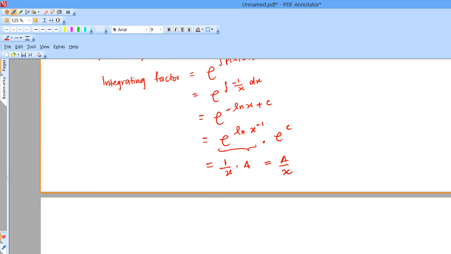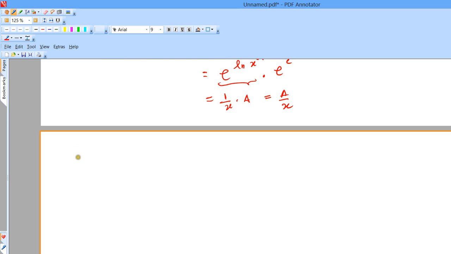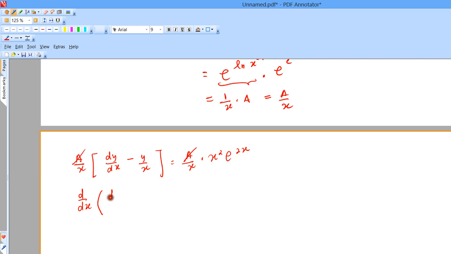Next we multiply both sides with integrating factor. We get a over x times dy over dx minus y over x equal to a over x times x squared e power of 2x. So now we can cancel out a. On left hand side, you want to write in product rule. Just put d over dx, and then integrating factor 1 over x times y equal to, and then right hand side we can simplify, we get x e power of 2x.